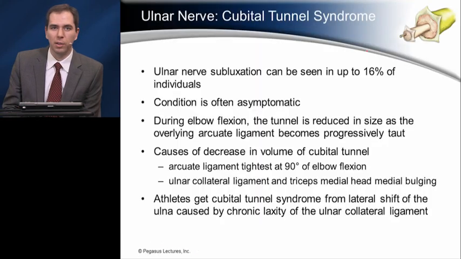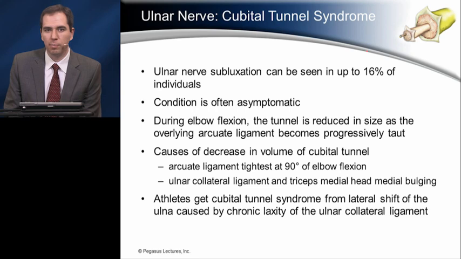So cubital tunnel syndrome can be caused by decreases in the volume of the cubital tunnel. At 90 degrees of elbow flexion, the arcuate ligament is tightest, and what can also contribute to it is ulnar collateral ligament and triceps medial head bulging. The cubital tunnel is also reduced in size during elbow flexion because the arcuate ligament becomes progressively taut. You can see ulnar nerve subluxation in up to 16% of asymptomatic individuals. So the presence of ulnar nerve subluxation does not mean that there's ulnar neuropathy.